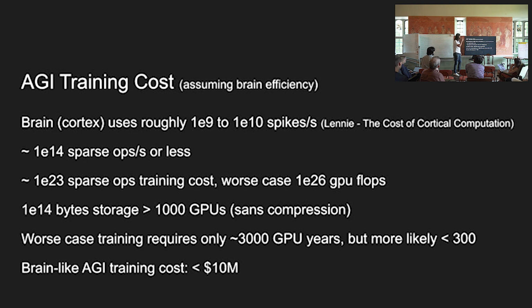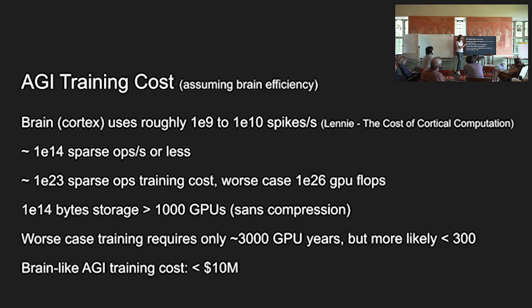All right, AGI training cost. GPT-4 is not necessarily the limit; AGI might be more or less than that. The brain uses roughly 1e9 to 1e10 spikes in the cortex, and the cortex accounts for at least 50% of the spikes. The computational complexity of cortical computations was the source of this.